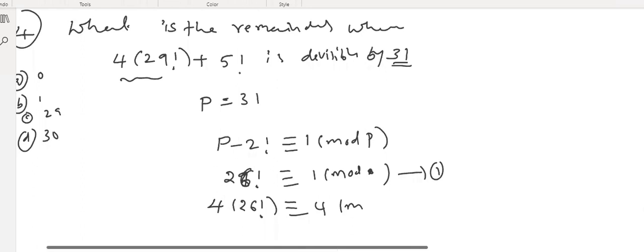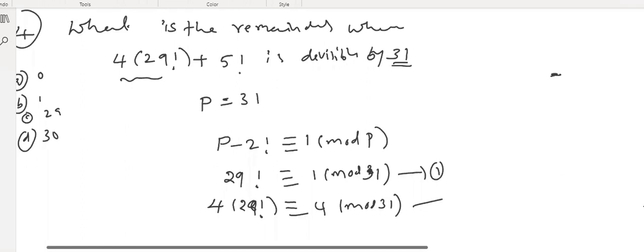Actually this is also wrong. Yes, you are correct. P minus 2, this is 29 factorial, congruent to 1 modulo 31. Right. So 2 times of 29 factorial is congruent to 2 modulo 31, and 4 times of 29 factorial is congruent to 4 modulo 31. Let us keep it like this. Then what else is there? It said 5 factorial. How should we write 5 factorial?